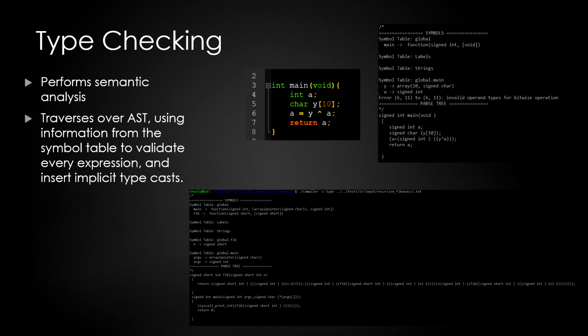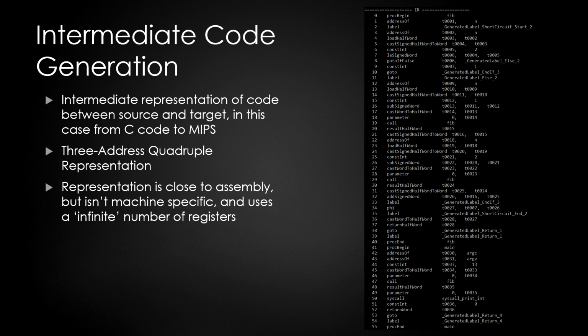Additionally, we insert some implicit casts. If we're going between shorts and ints, those are valid operations, but the compiler needs to actually perform some casts in order to compare those different length data types. From there, we validate our program, and we're going to start generating some intermediate code.